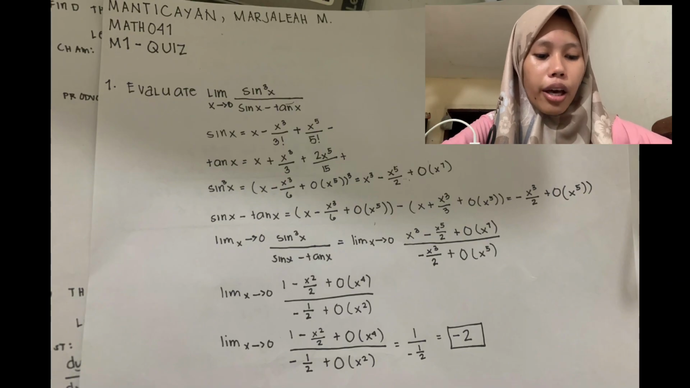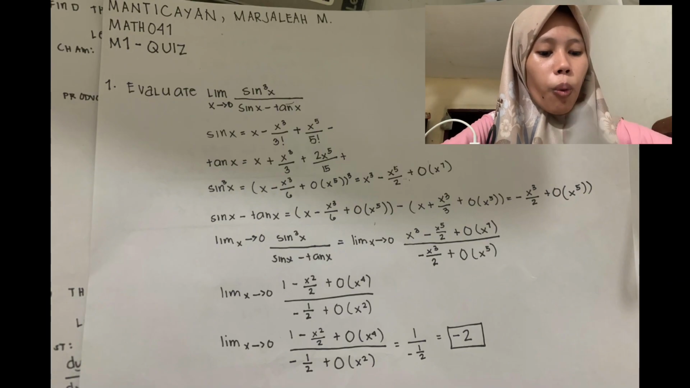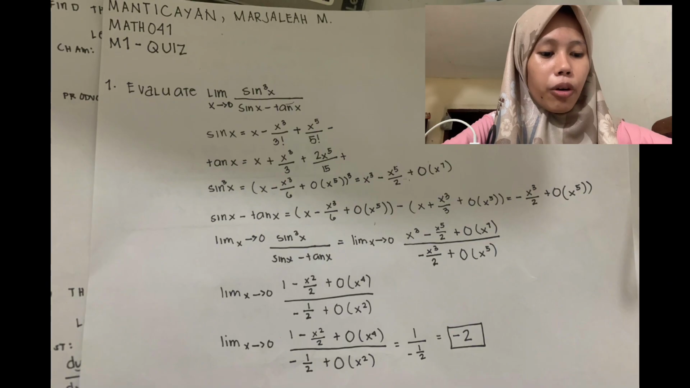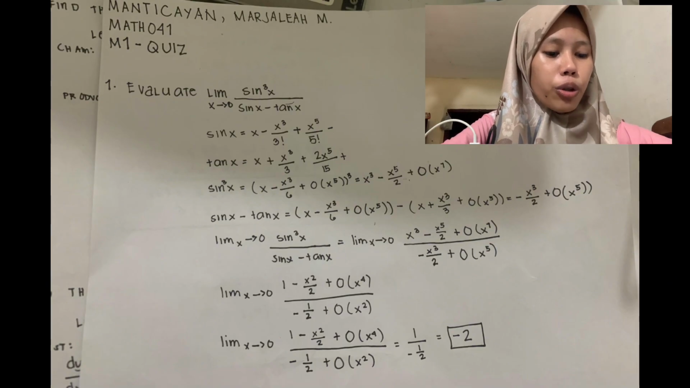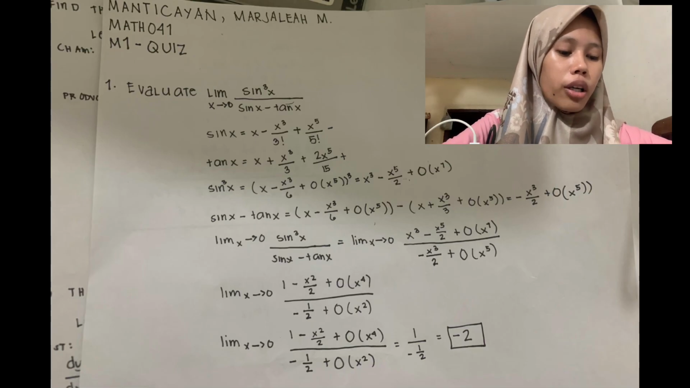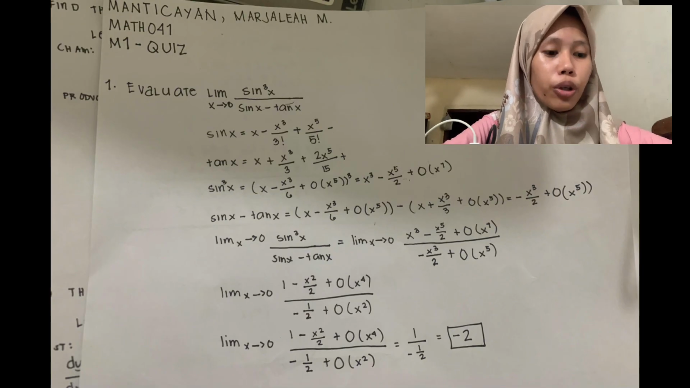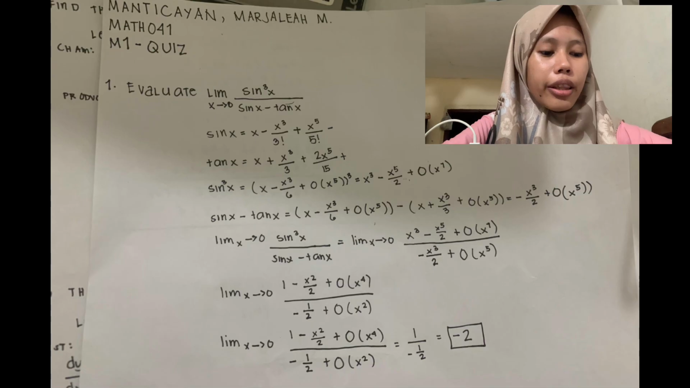the limit as x approaches 0 of 1 minus x squared over 2 plus 0 x to the power of 4, over negative 1 over 2 plus 0 x squared, which is equal to 1 over negative 1 over 2. So 1 over negative 1 over 2 is equal to negative 2. So the final answer is negative 2.